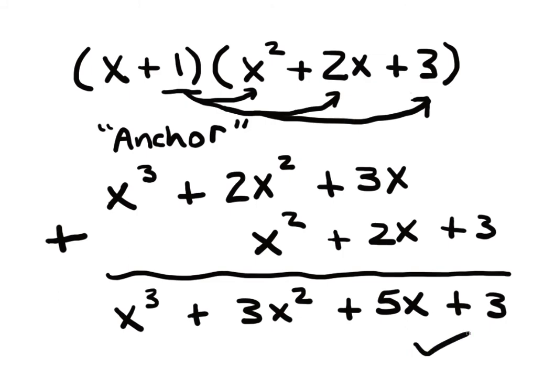So that's how I multiply something by the anchor method. It's really easy once you do a couple problems and you get used to it.